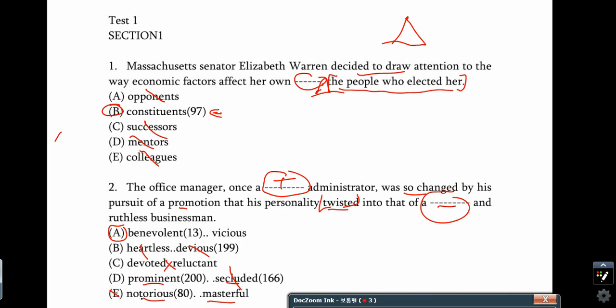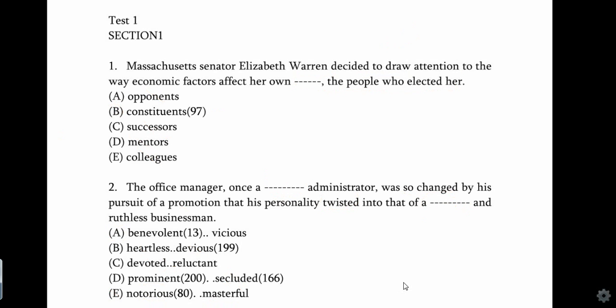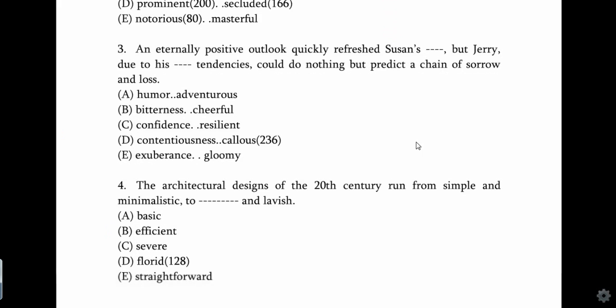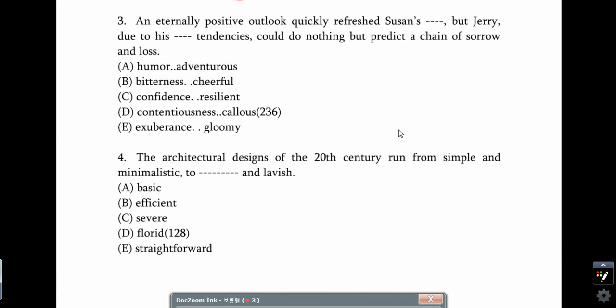All right, moving down to number 3. An eternally positive outlook quickly refreshed Susan's blank, but in contrast, Jerry, due to his not eternally positive tendencies, could do nothing but predict a chain of sorrow and loss.